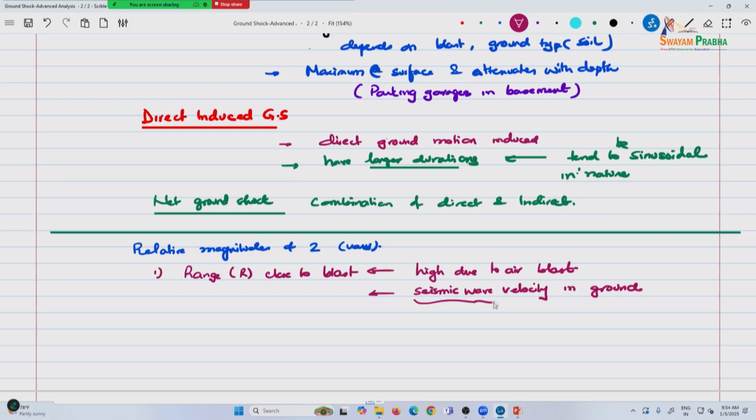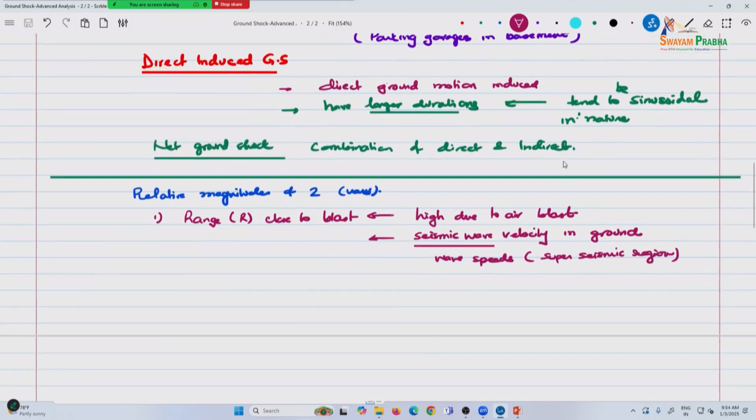And seismic wave speeds, so the wave speeds here are in the superseismic region. So just like we saw supersonic wave speeds yesterday in blast, similar to that, you have in the seismic waves also, in fact, you'll see the range is extremely wide. So this will be more in the wider region. Some of these things you can measure, but for design purposes, you'll have a wide range to choose from.